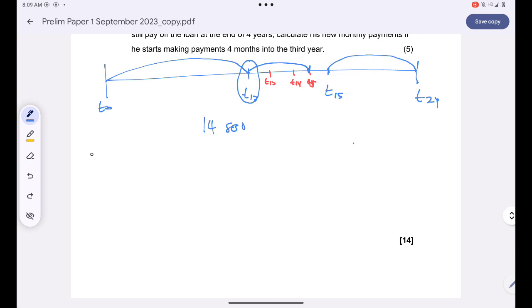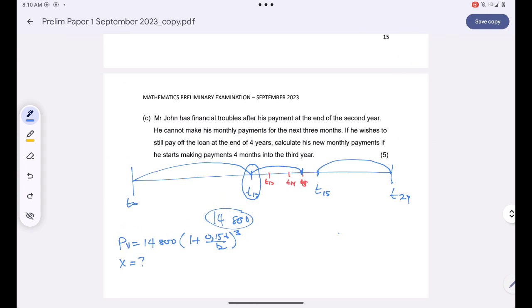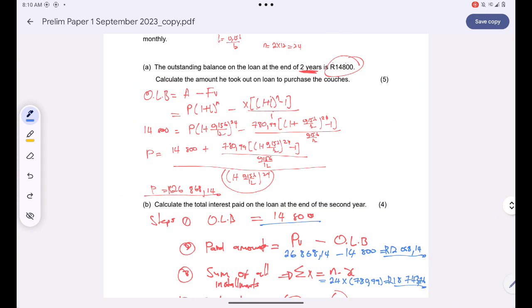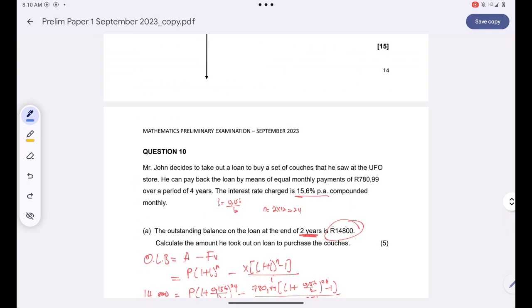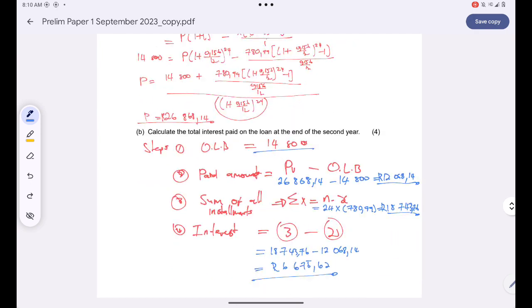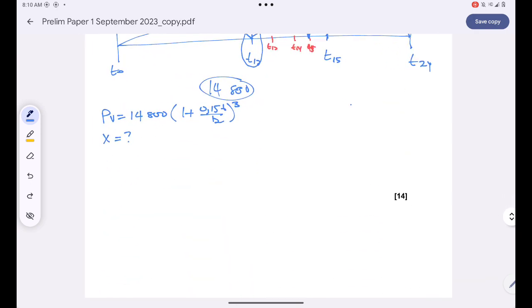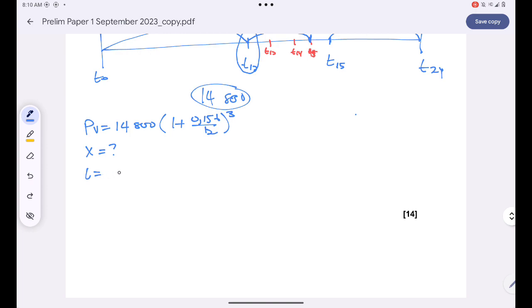Okay, so basically, guys, our present value will simply be 14,800, and then 1 plus i, which is 0.156, remember, that's all over 12. This amount of money will accumulate interest for 3 months. Are we together? And then we are looking for the new installment, and believe me, guys, the new installment must be greater than the one that we were given of 780 rands 99 cents. It must be greater than that. Né? And then what is the rate of interest? It's still 0.156 over 12.